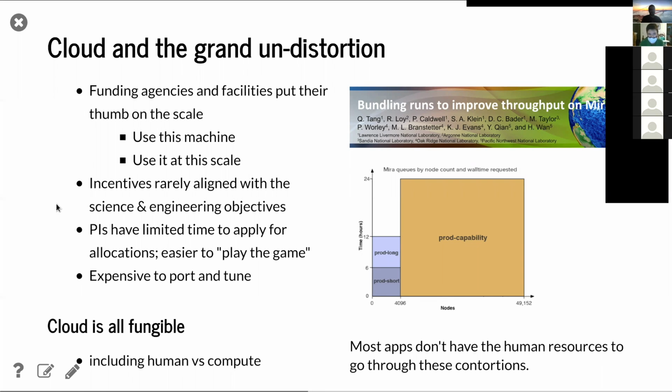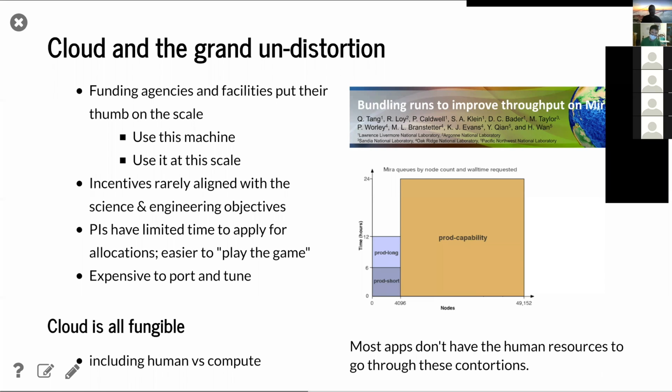So these sort of incentives of like, use this machine in a particular way, even if that doesn't really match to your science, this causes a distortion. It affects the way that we understand cost. And PIs may have a limited time to spend obtaining allocations, sort of finding a machine that best matches the workload that they have. And so it's pretty common for people to sort of play this game, make their app look like what the facilities want the app to look like. A lot of costs involved in that.